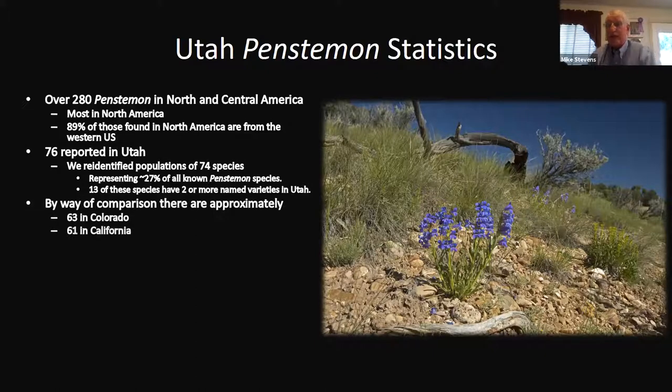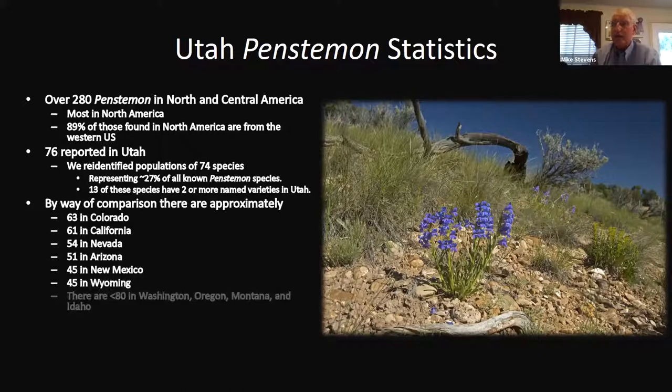By way of comparison, as I mentioned, Colorado has 63. We share some of those with Colorado. 61 in California, 54 in Nevada, 51 in Arizona, 45 in New Mexico, 45 in Wyoming, and then across the region of Washington, Oregon, Montana, and Idaho, there are a little over 80 species out there. So Utah definitely has the lion's share of diversity, making us kind of the king of the hill, which, as I began to understand it, made a really interesting project to have to learn all of this stuff. That's why we ended up with a book, because there was so much to learn.